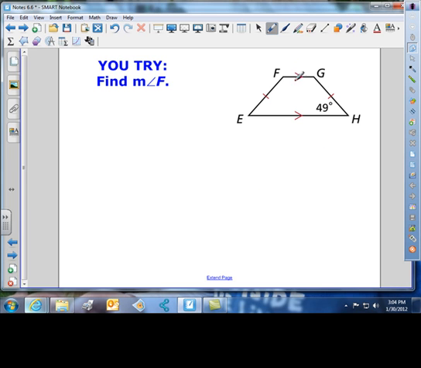Okay? So here, if we're finding a measure of angle F, and we know that this angle is 49 degrees, well, if this is 49 degrees, that means this angle is 131 degrees. If this is 131 degrees, that means this angle is 131 degrees. Therefore, the measure of angle F is 131 degrees.